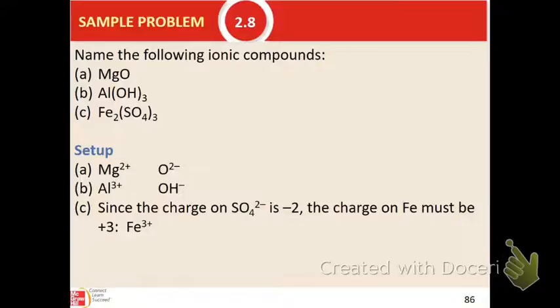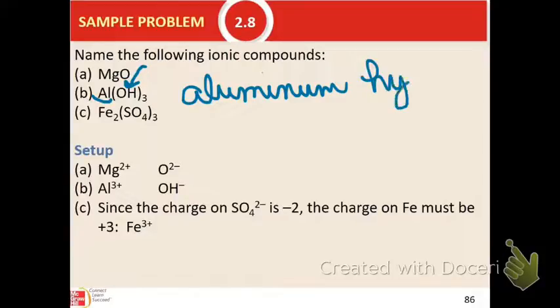Then, letter B here. I have aluminum right here, and I have the polyatomic hydroxide right there. So this becomes aluminum hydroxide.